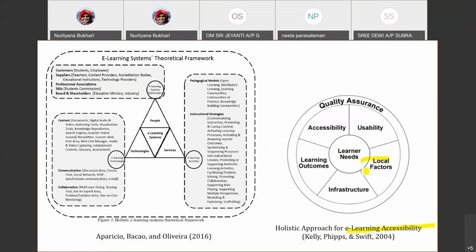You have to see local factors, internet. Even we as postgraduate students at university level still struggle with internet connectivity. So imagine those in the rural areas, orang asli. Okay, so those are the things that they have to consider. And this one, holistic e-learning: what components ensure the whole e-learning is done comprehensively.